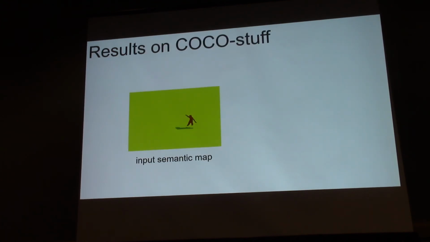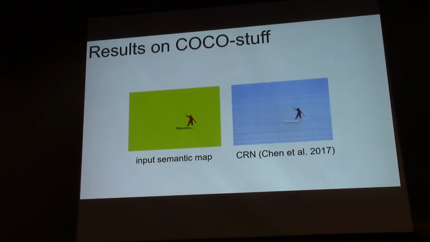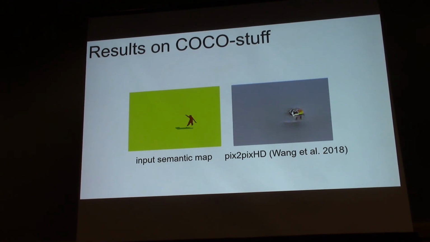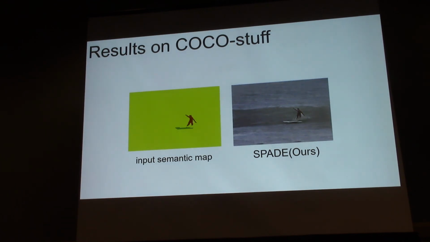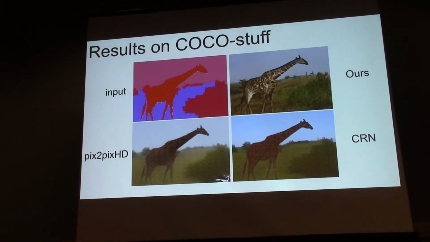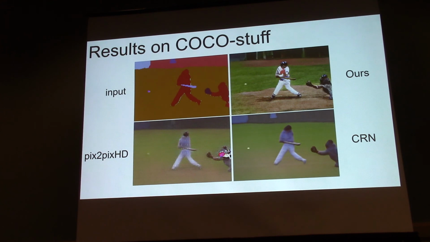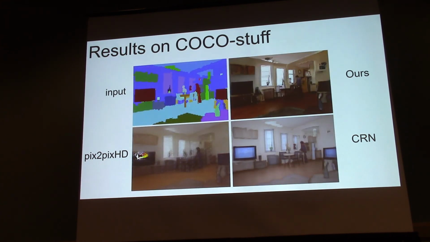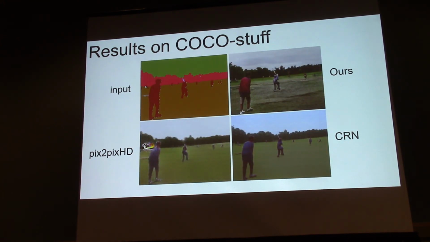So here are the results. Given this input semantic map, this is the result of CRN and Pix2PixHD. I think Pix2PixHD creates these artifacts because we have large flat label regions. And ours generates the correct texture even for the background. You can see that the COCO-Stuff dataset is more diverse. It contains animals, people playing sports, and interior and food pictures, and so on.